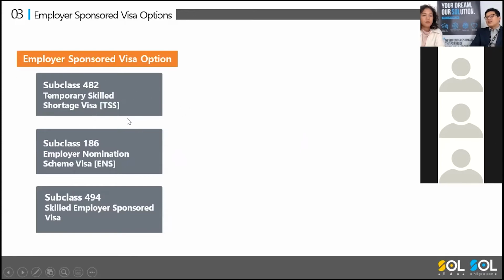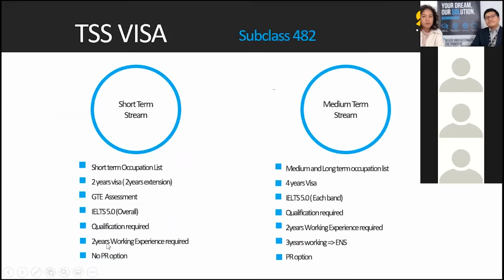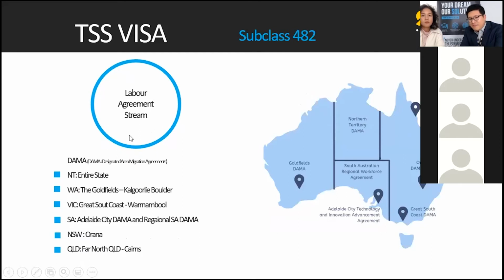Then this is a reasonable visa option when you finish your graduation visa, I guess. So let's talk about the TSS visa. Its subclass is 482. There are 3 different streams under the TSS visa: short-term stream, medium-term stream, and labor agreement stream. The labor agreement stream has a different way to apply, but the most popular way is using the DAMA, Designated Area Migration Agreement.